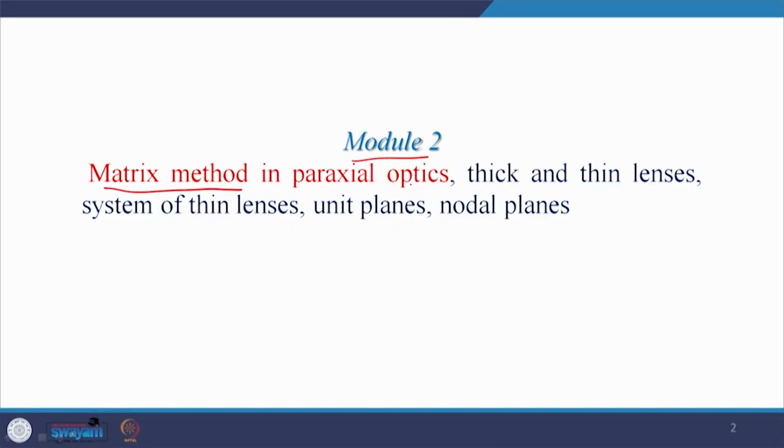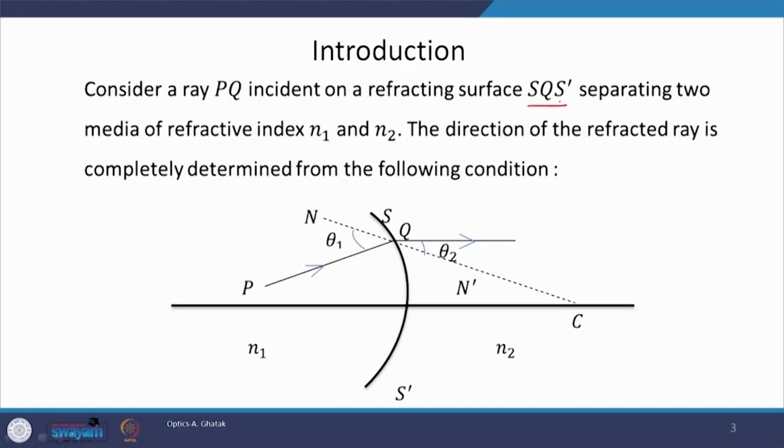Now, in this module we have matrix method in paraxial optics, then we will talk about thick and thin lenses, then we will talk about system of thin lenses, unit planes and nodal planes. But to start with, we will talk about matrix method in paraxial optics. But before that, let us consider a spherical refracting surface, which is represented by SQS prime.